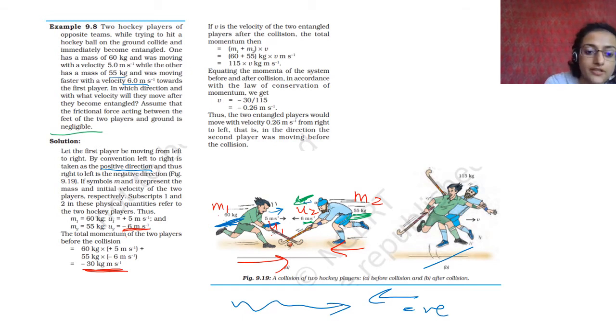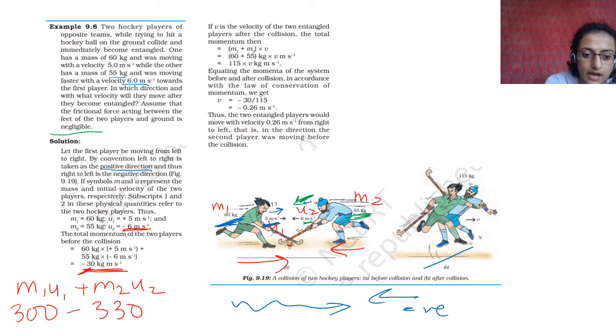ओके ये माइनस क्यों आया? बिकॉज इसका मल्टीप्लीकेशन इज हायर. सो m1u1 प्लस m2u2, राइट, दिस इज 300 माइनस 330. ये आंसर आएगा आपका. ओके, माइनस साइन आया, देयरफॉर दिस इज माइनस 30 किलोग्राम मीटर पर सेकेंड.